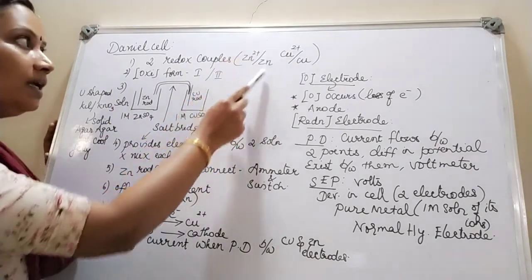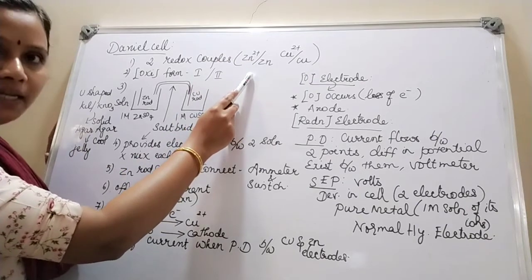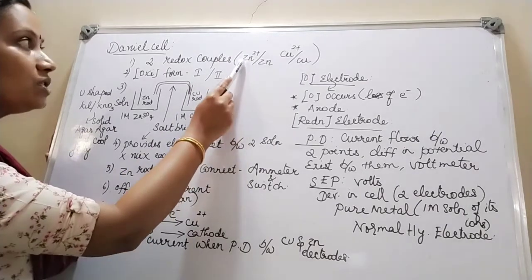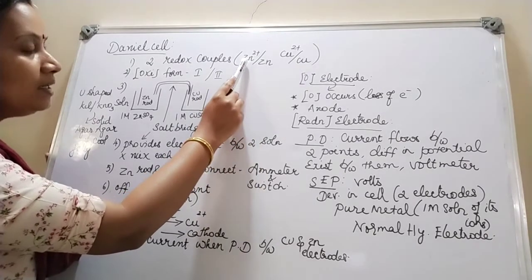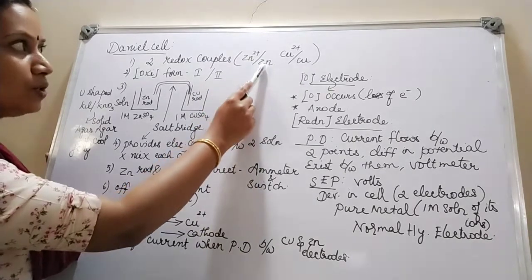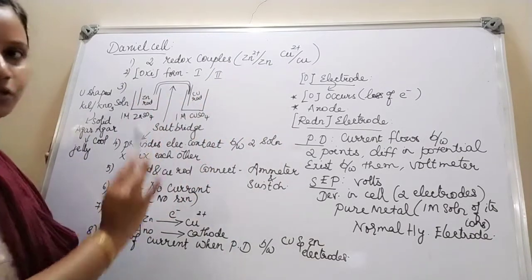Whenever you are indicating a redox couple, it should be indicated in such a way that the oxidized form is indicated first, followed by the reduced form. So here zinc oxidized and reduced form, copper oxidized and reduced form.